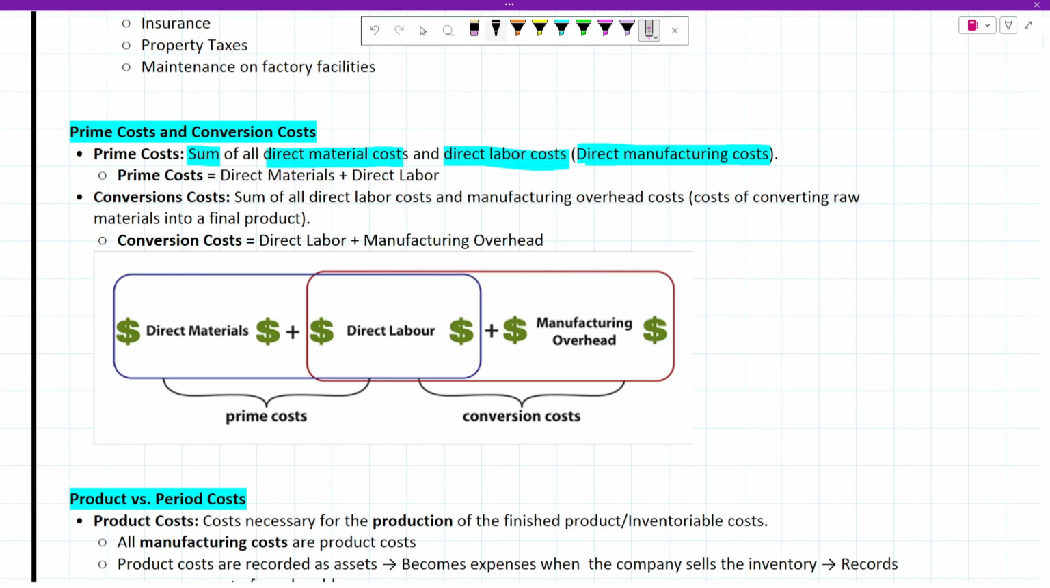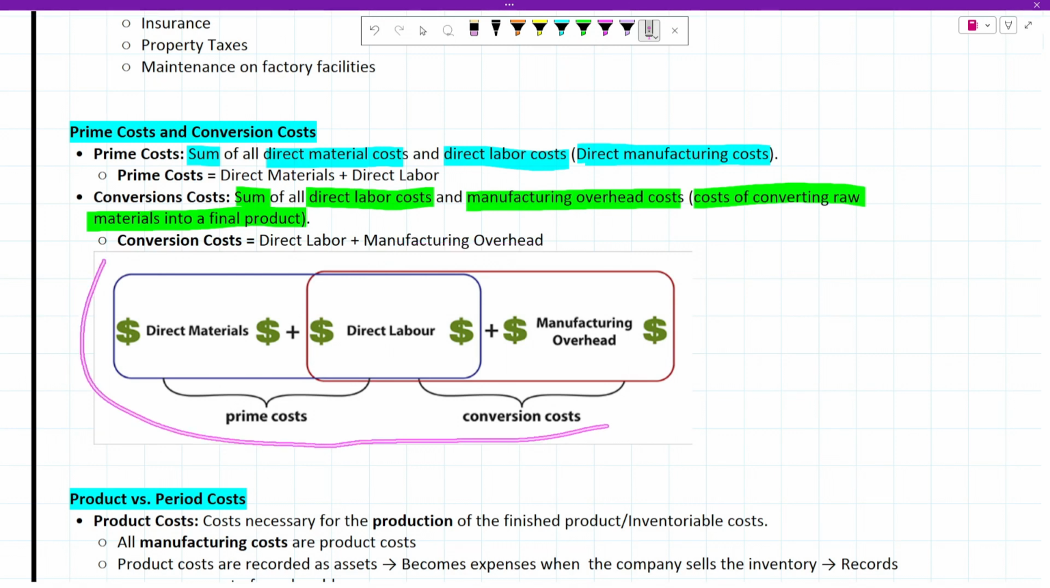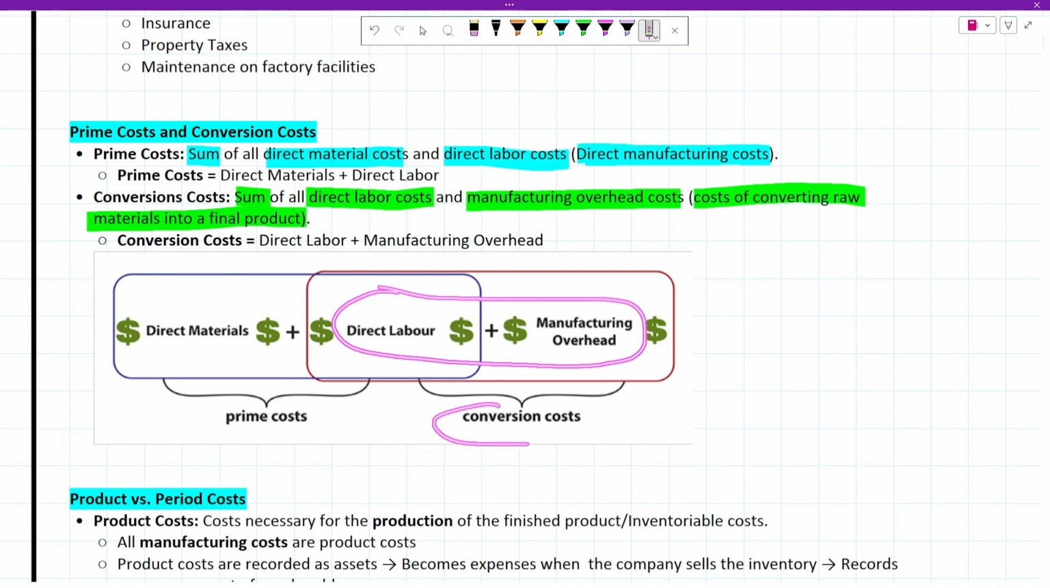So conversion costs, I'll put this in green. This is the sum of all direct labor costs and manufacturing overhead costs. So this is the cost of converting raw materials into a final product. And just like the other one, if you like to look at it formula-based, conversion cost is equal to direct labor plus manufacturing overhead. And this right here underneath is a diagram to show you the difference between prime cost and conversion cost. So you have direct labor, and if you add that with direct materials, this gives you your prime costs. If you do direct labor and manufacturing overhead, this gives you your conversion costs.